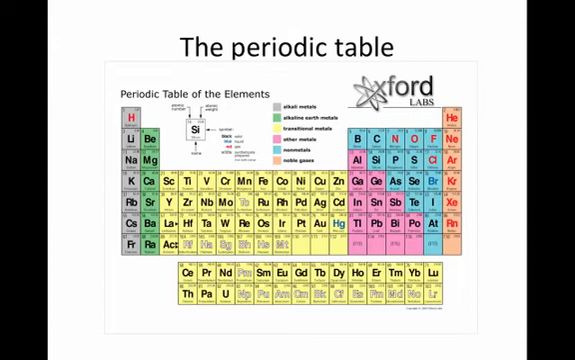Period 4 gets a little bit more complicated because we've added in the transition metals, but period 4 will have broadly the same trend as period 5. And that is because of how similar the groups are. So periodicity is looking at these trends that we get across the period. What is the pattern?